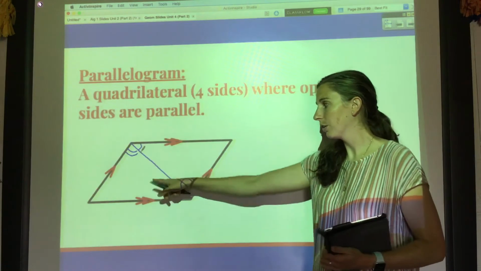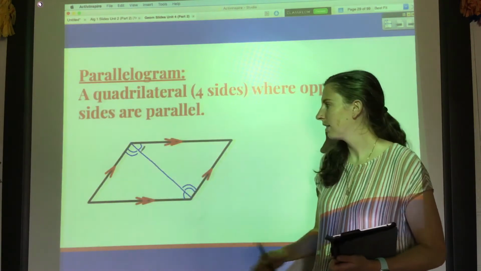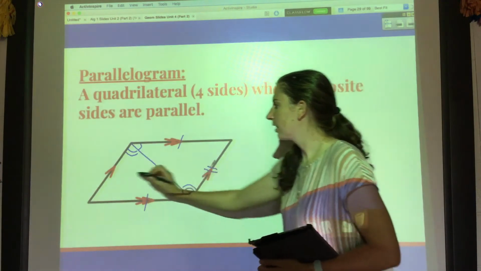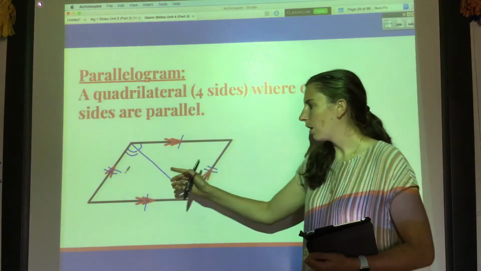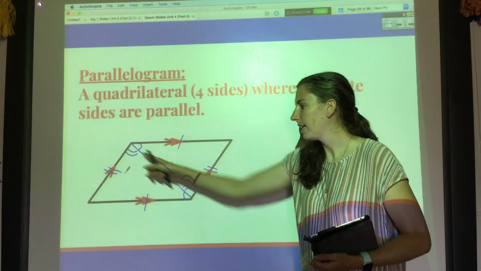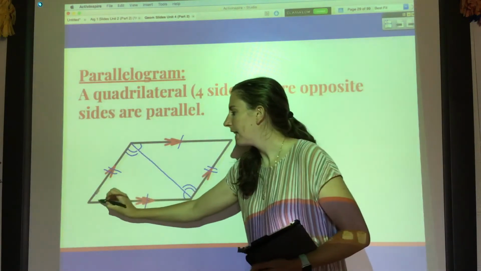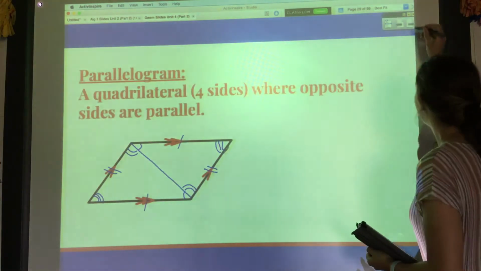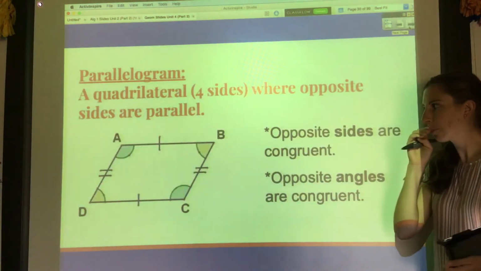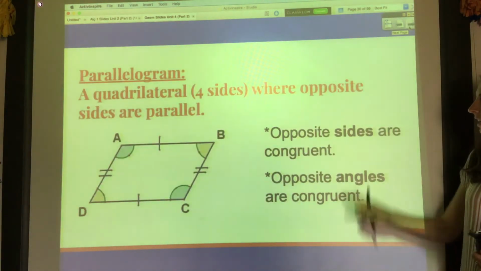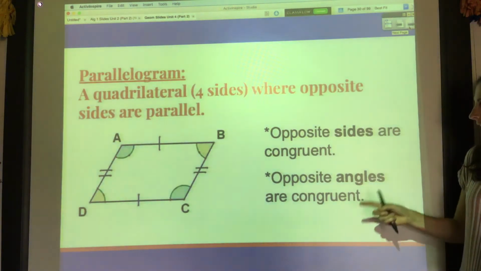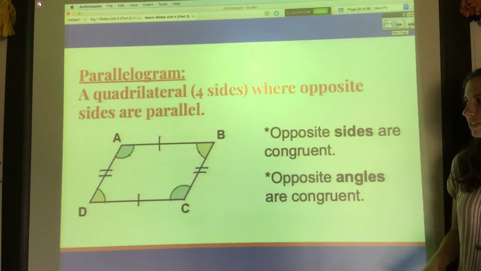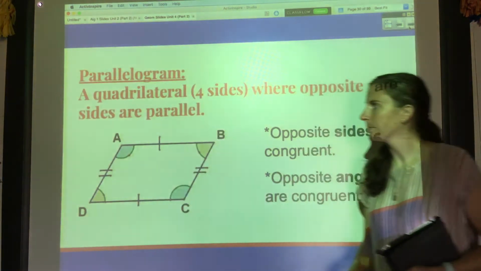Since those are congruent triangles, that tells me a lot. That tells me that this side is congruent to this side, and also the angles are congruent. These 2 are the same, and these 2 are the same. And so all of that can be summarized here. In a parallelogram, the opposite sides are congruent, the opposite angles are congruent. That will always happen because basically it's 2 congruent triangles.